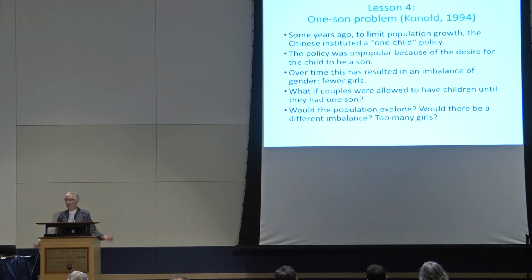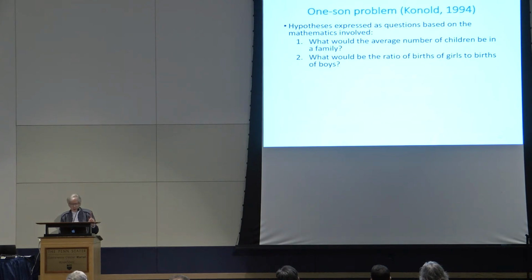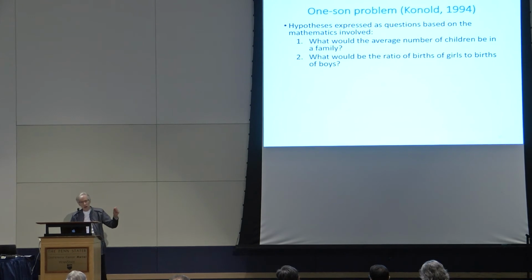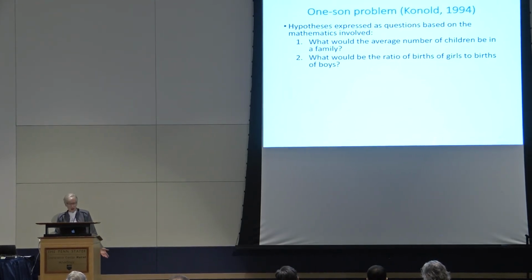Well, we know that politically, in the last few years, China has changed its policy. It has dropped the one-child policy. It's a one-child policy; it's the one-son problem. So the hypotheses that we set up with the students, and this takes a while, is what's the average number of children going to be if you have a policy where you can have children until you have your first son, then you stop? And what would the ratio of births of girls to boys be?